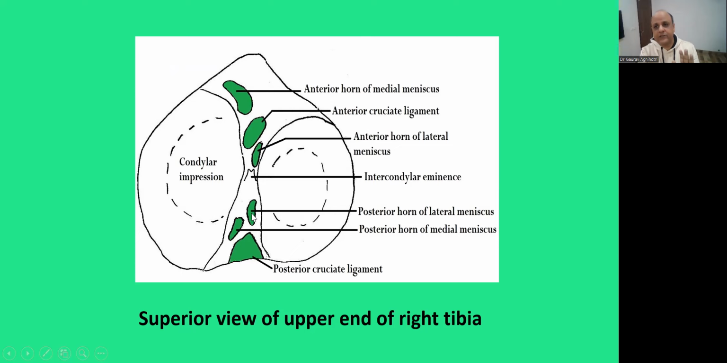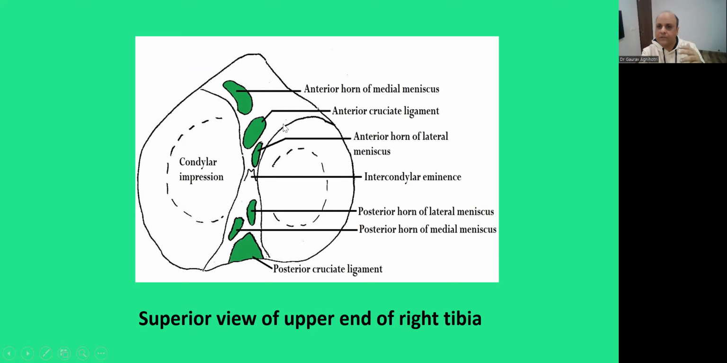So in examinations, students are asked the arrangement of structures in the intercondylar area of the tibia on the superior aspect of the tibia. For that, we have a mnemonic: Medical College Lahore, Lahore Medical College. So what does it mean? From anterior to posterior, we have the following structures. Anterior horn, because it's the anterior part, so anterior horn of medial meniscus, so medial.